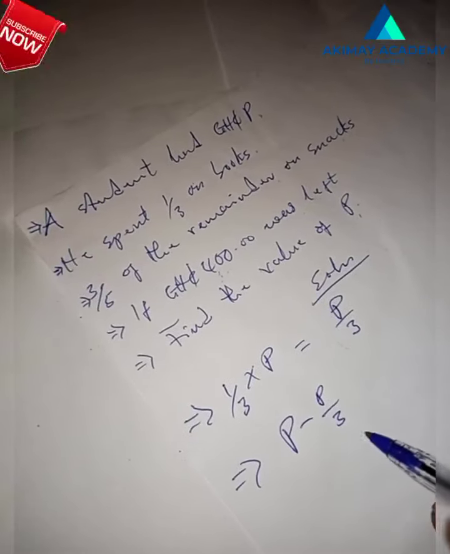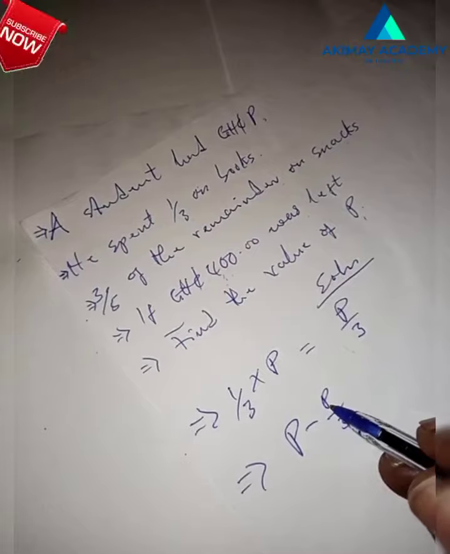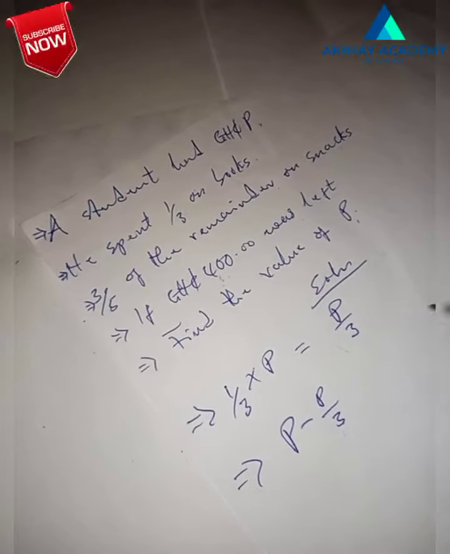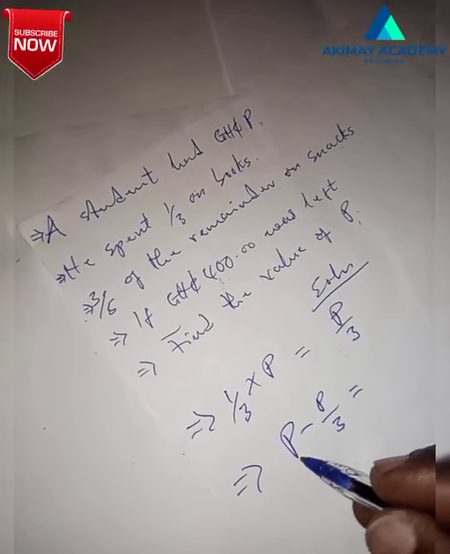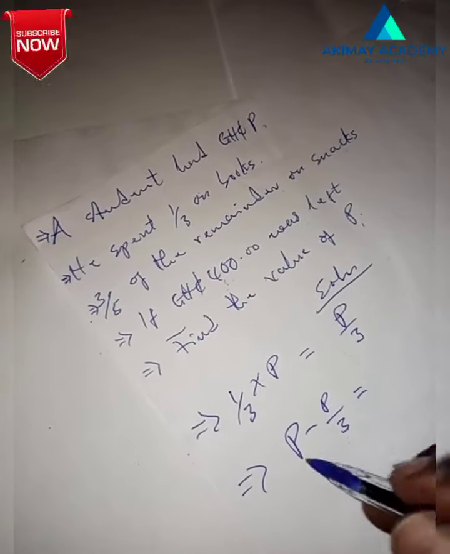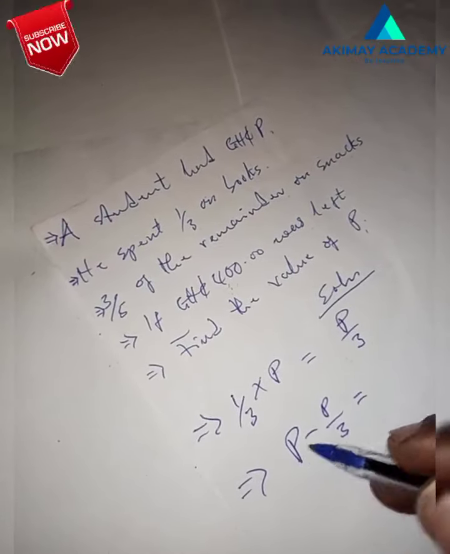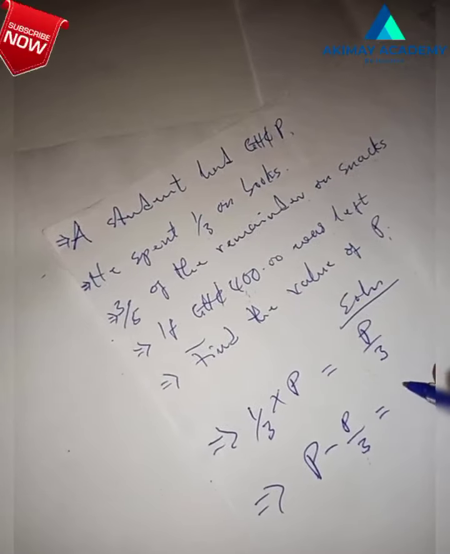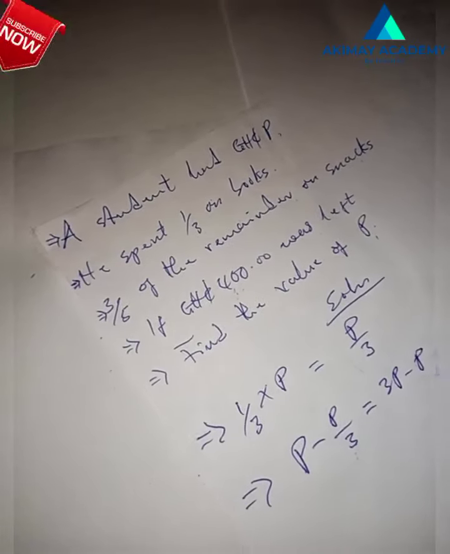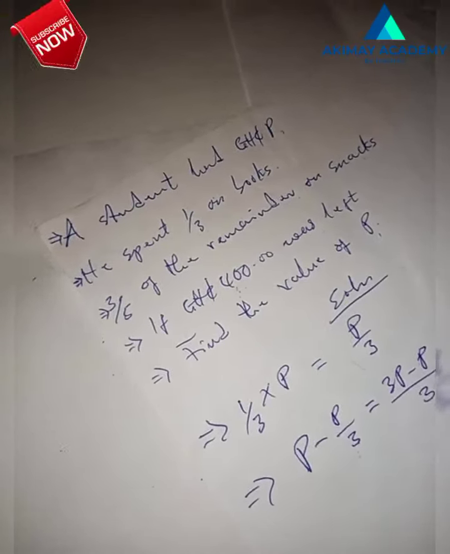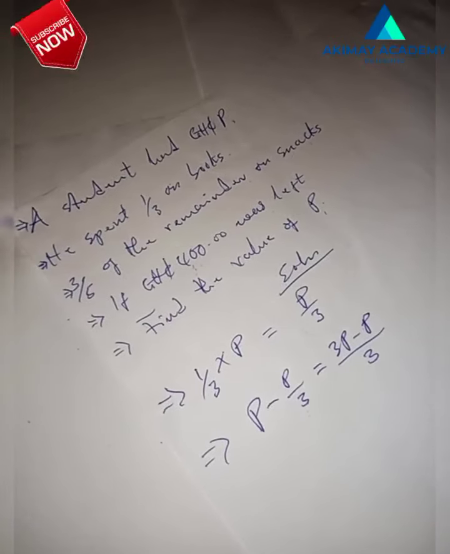At this point we have a mixed fraction over here. So 3 times P minus P, all out of 3. Or if you like, you can use the traditional method: divide here by 1, find the LCM, then move in that manner. So we have 3 times P, which is 3P, minus P out of 3.